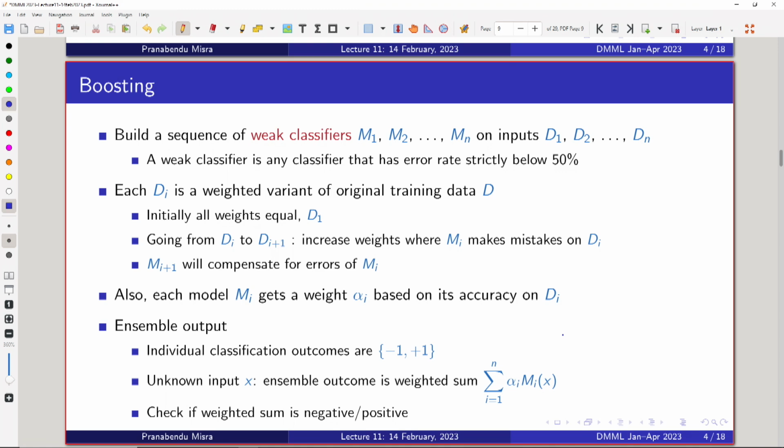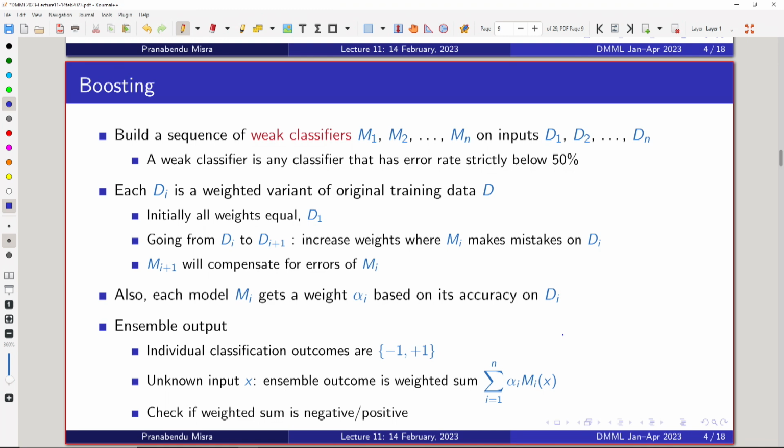M2 also gets some points right and some points wrong, right. So, then what we are going to do is that we are going to build M3 which will try to correct the mistakes that were made by both M1 and M2 essentially, right. So, to do that once again we are going to change the weights of the points that were wrongly classified by each of these guys, right. And so on until we are sort of happy with the error rate of whatever we have finally obtained, right.